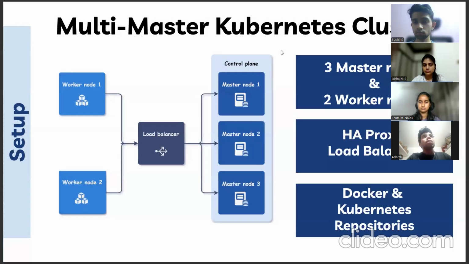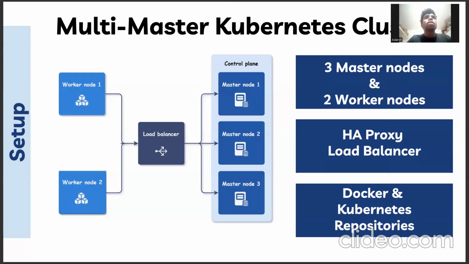In a multi-master Kubernetes cluster, there are multiple master nodes that manage the state of the cluster, and then there are the worker nodes. This setup enhances the availability and reliability of the cluster, and it ensures that the cluster can continue to function even if one or more nodes fail at any point of time. So it ensures redundancy, availability, and also diversity.